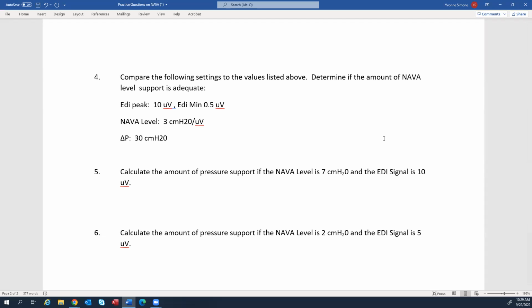Again, we look at the EDI peak. We want it between 5 and 15. If it is, then yes, the NAVA level support is adequate. So we have 10 microvolts. We come to the conclusion that yes, the support is adequate.